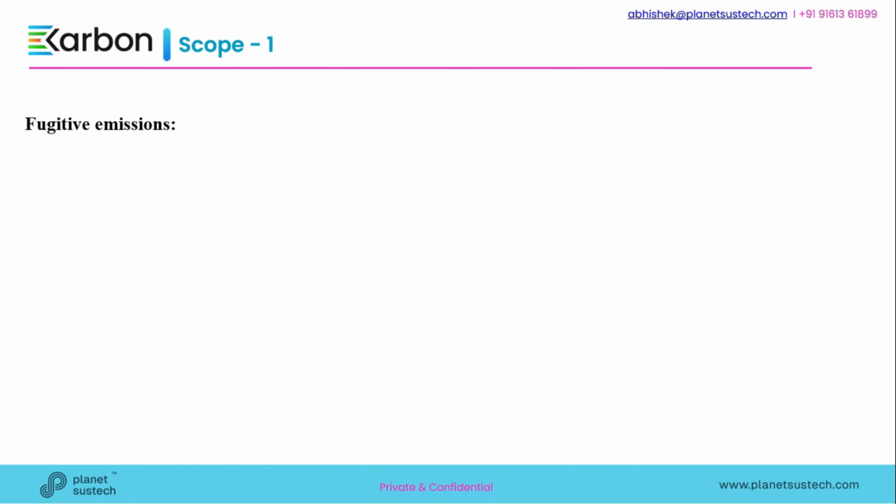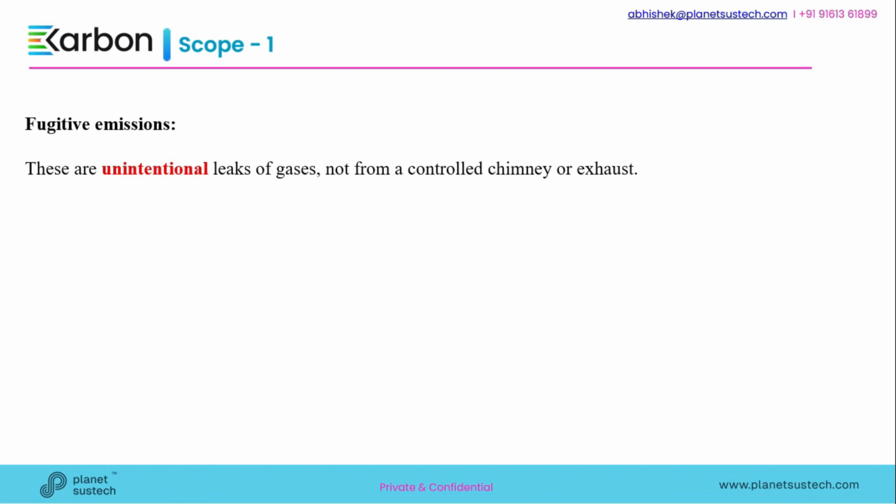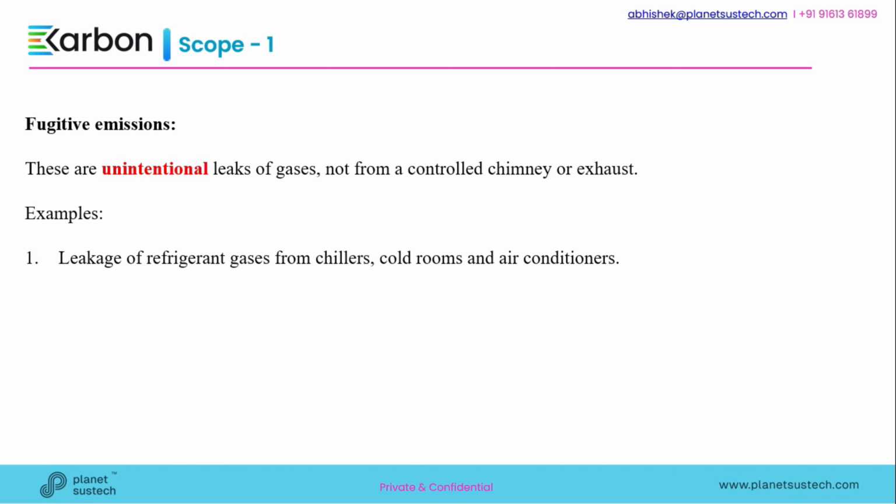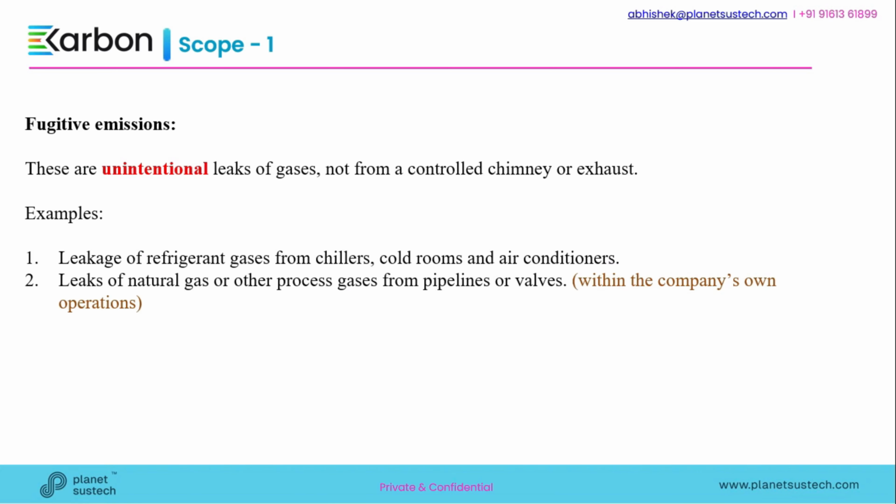What are fugitive emissions? These are unintentional leaks of gases, not from a controlled chimney or exhaust. Examples: leakage of refrigerant gases from chillers, cold rooms and air conditioners. Leaks of natural gas or other process gases from pipelines or valves.